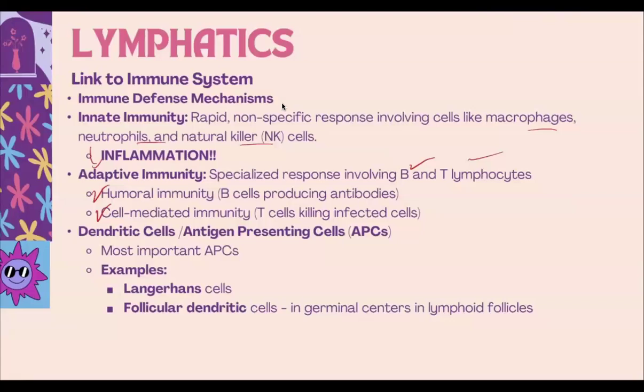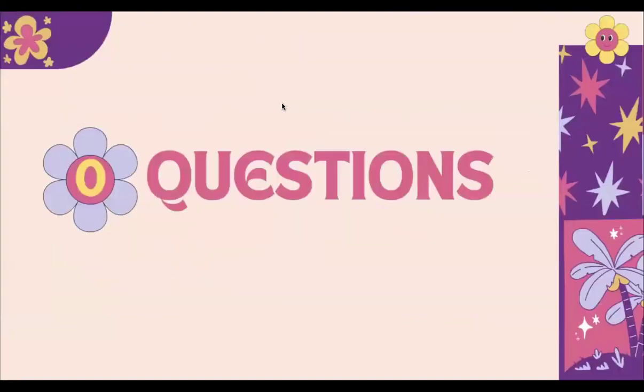That's immunity covered. An important cell to note is the dendritic cell, or the antigen-presenting cells that we mentioned before as well. These are the most important APCs. Some names you should know are Langerhans cells and follicular dendritic cells, which are in the germinal centers in the lymphoid follicles. With that, we are done with all lectures, and now we're coming to some questions for this topic.